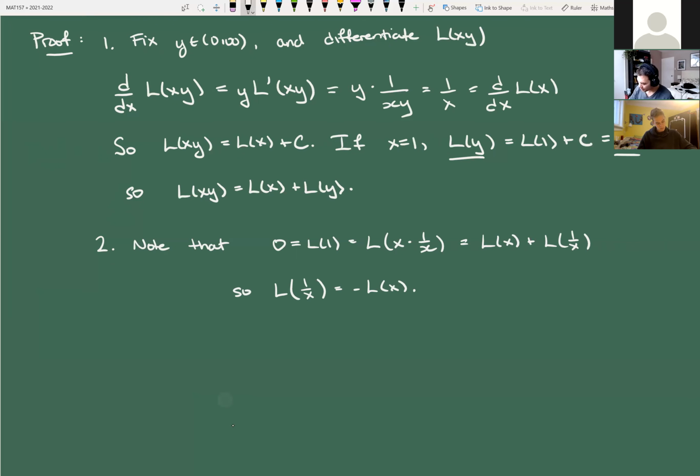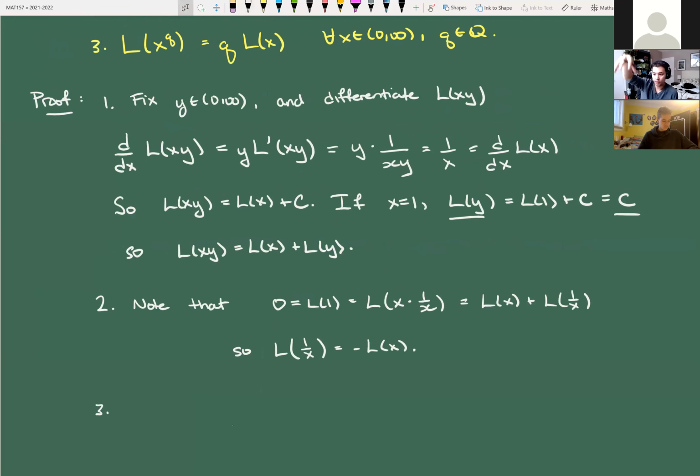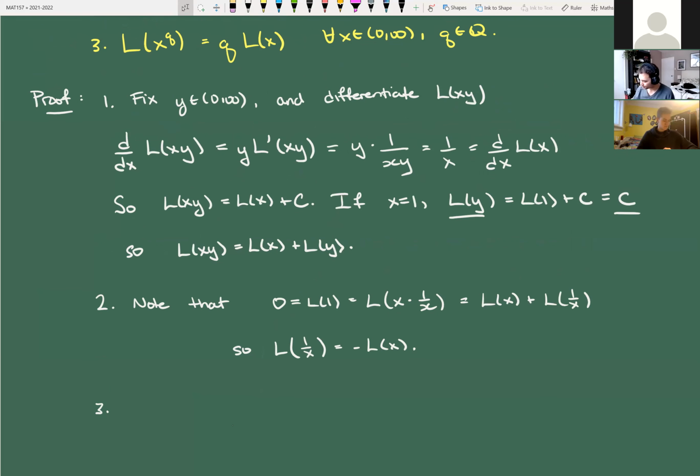Okay, number 3. Now, number 3 takes a little bit of time just because we have to bootstrap up. What are we trying to prove? We want to show that basically we can pull the exponent out and down, and that is true for any rational. We're going to bootstrap it, though. We're going to start by proving it's true for the naturals. Then we're going to prove it's true for the integers. Then we're going to prove it's true for the rationals. We're going to build up to it.